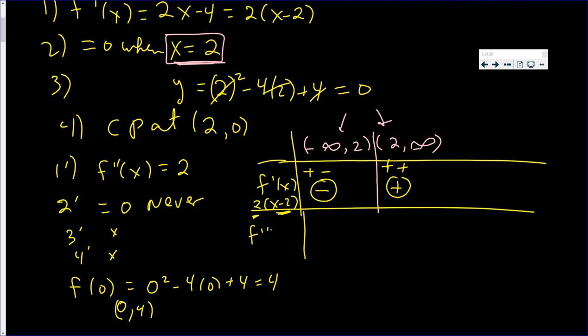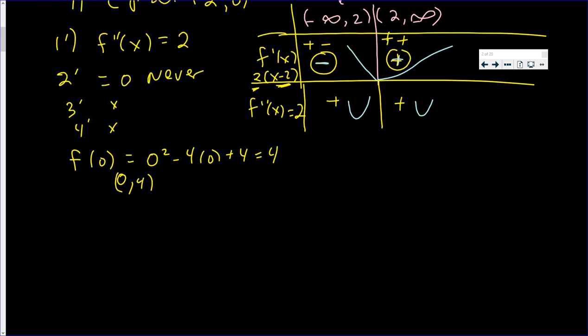Now, f double prime of x is always 2. And 2 is always positive. So what we know from this is, first the function is decreasing, because it says negative, and then it is positive, that means it's increasing. And it's always concave up. Okay, so we plot all the points of interest.